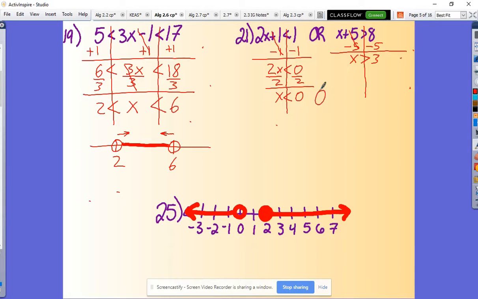So I'm going to put the or, and I'm going to drop this down here and put it right there. Okay, so this is what we got. We have x is less than 0. x is greater than 3. We're going to graph it. Put down your 0. Put down your 3. Okay, there's our first step.